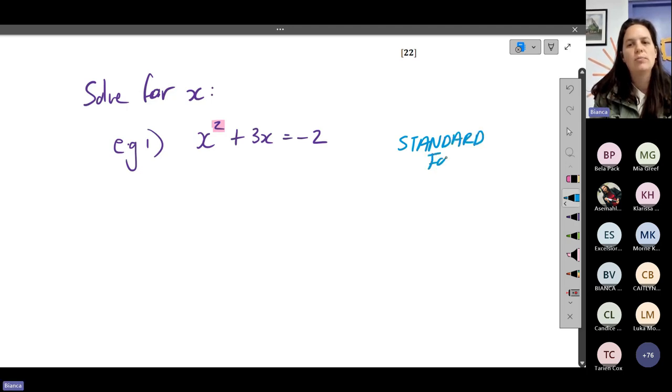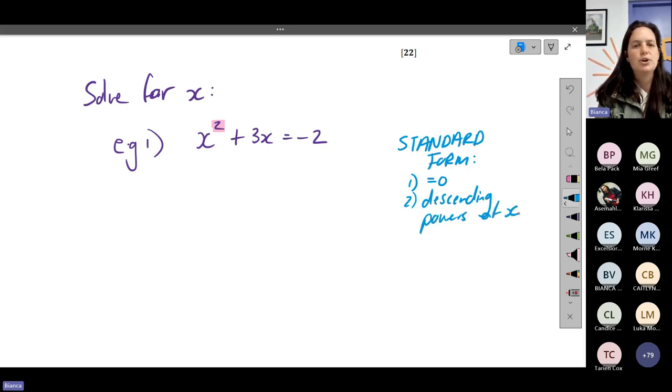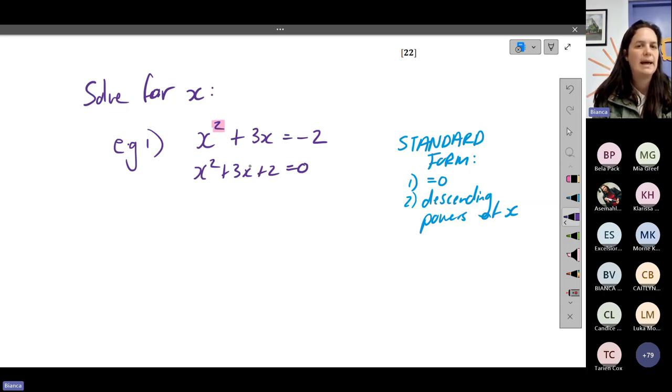Standard form means two things. Number one, it needs to be equal to 0. Number two, what else does standard form mean? It means in descending powers of X. So you put it in standard form, make it equal to 0. So we have X squared plus 3X plus 2. Then you check if it's in descending powers of X. We have X squared there, we have X, and if that's blank, what's actually there? 1. And obviously there's no X here, but actually it's X to the power of 0. But that's just some theory, you don't really need to know.